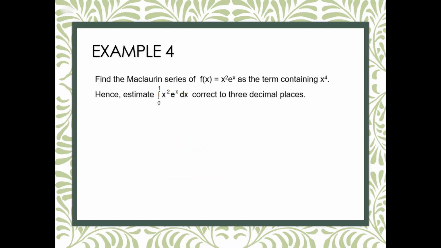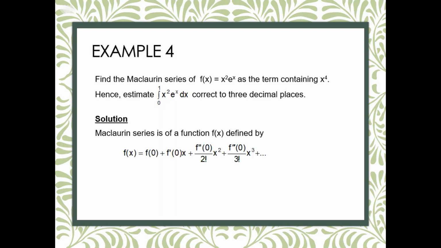Now, refer to example 4. You need to find the Maclaurin series of f(x) equal to x squared e^x as far as the term containing x to the power of 4. Hence, estimate the following definite integral correct to 3 decimal places. First, you need to find the Maclaurin's expansion of the given function using the following Maclaurin's formula.